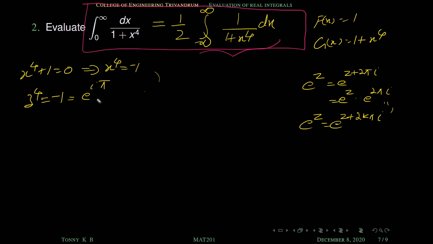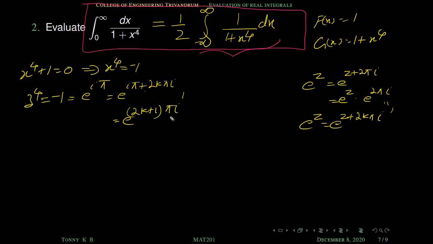Okay. Anyway, here we can write this as e raised to I pi plus 2k pi I, where k is an integer. So this is equal to e raised to, here I pi is common, so this becomes 2k plus 1 into pi I, where k is an integer.